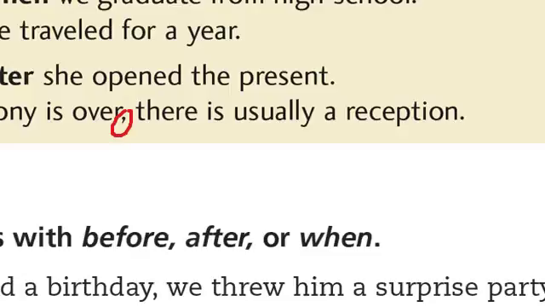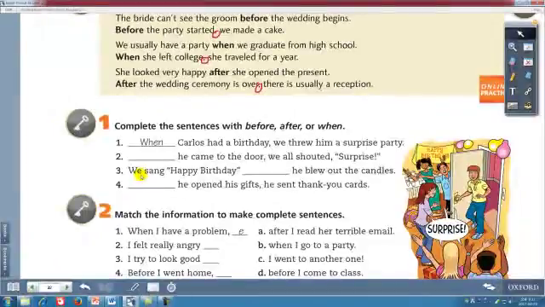After he came to the door, we all shouted surprise. Okay, and it should be after he came through the door. You got to open the door first. Okay, number 3. We sang happy birthday, blah blah blah. He blew out the candles.